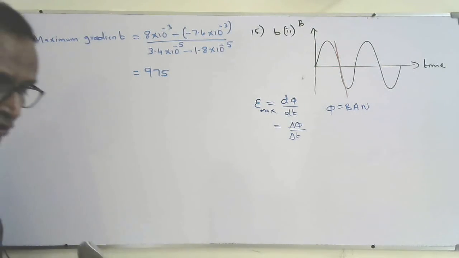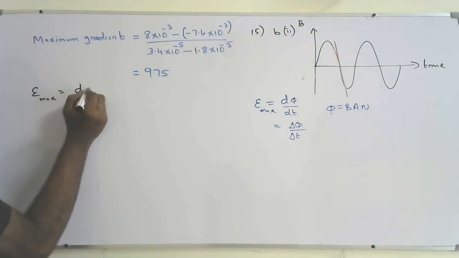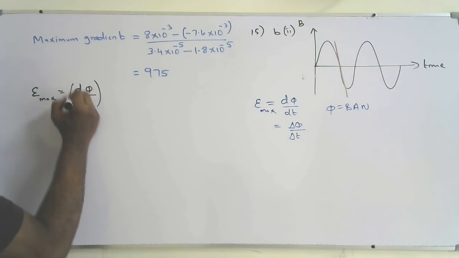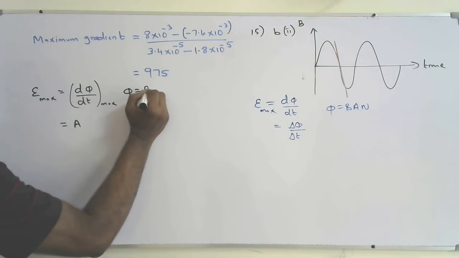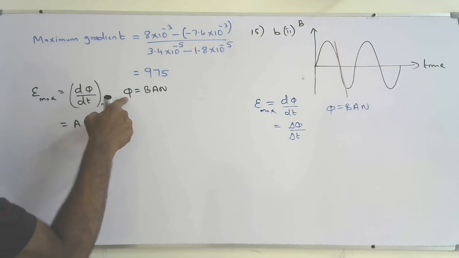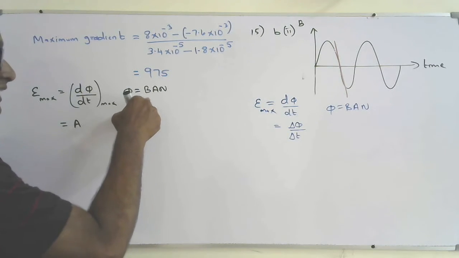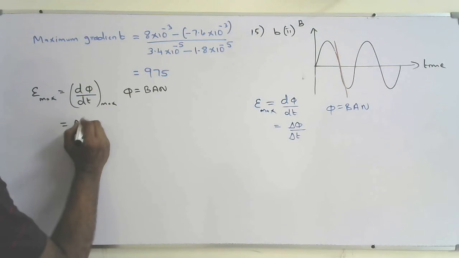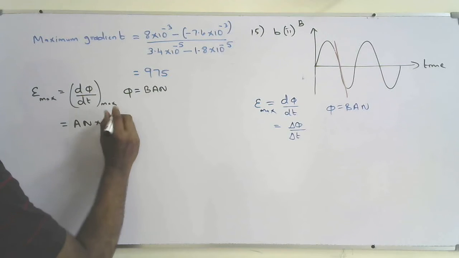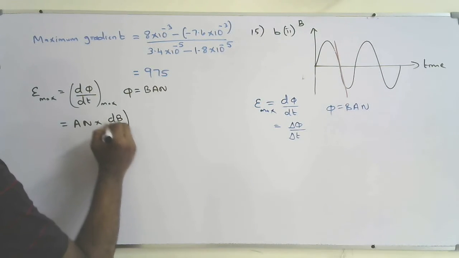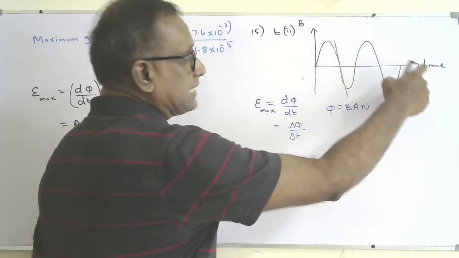Okay, so I need to find the induced EMF. So this is the maximum gradient. So E max is equal to dΦ/dt, and that should be the maximum. Φ equals BAn, so the variation in flux is due to variation in B. So the rate of change of flux is due to the rate of change of magnetic field strength. I found the maximum value, so I can say An times dB/dt maximum.